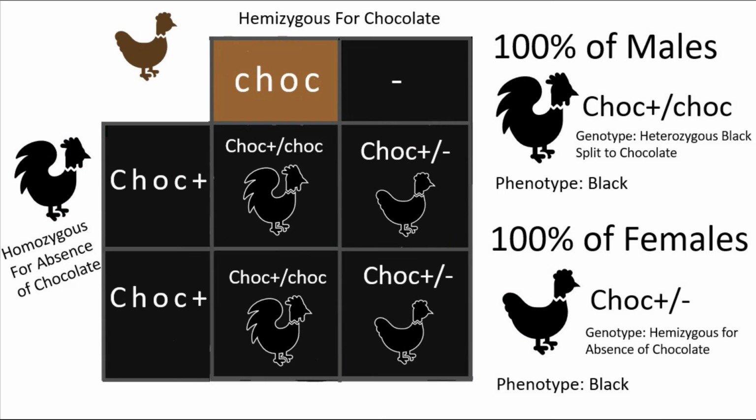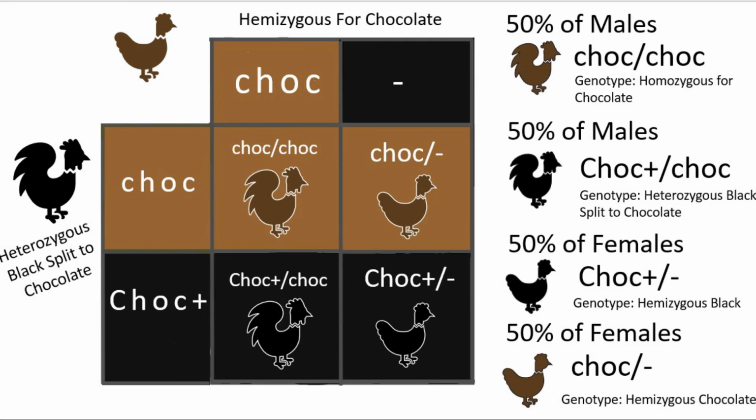The fourth pairing is a homozygous black rooster bred to a hemizygous chocolate hen. Unfortunately, this pairing does not result in any chocolate chicks. From this pairing, all of the males are heterozygous black split to chocolate, and all of the females are hemizygous black. The fifth pairing is a heterozygous black split to chocolate rooster bred to a hemizygous chocolate hen.